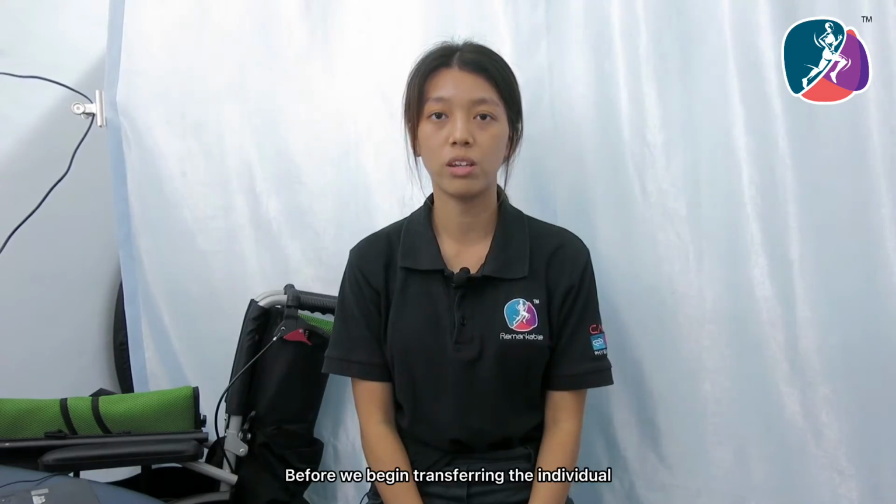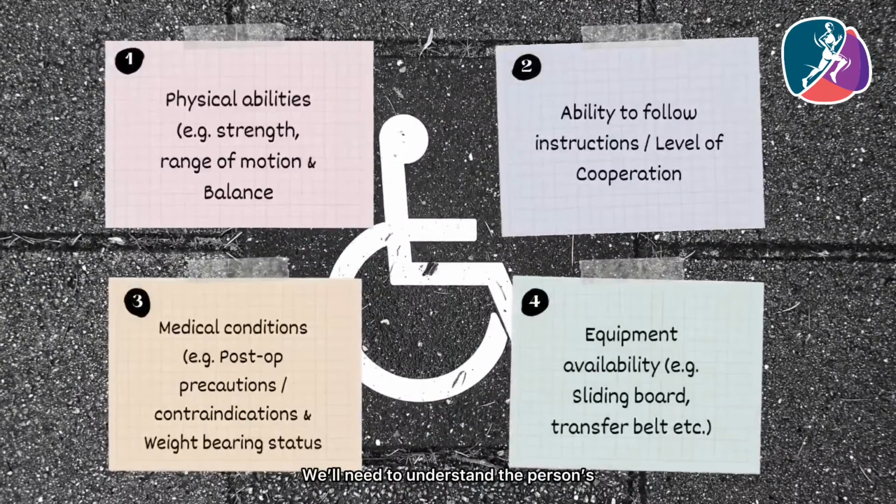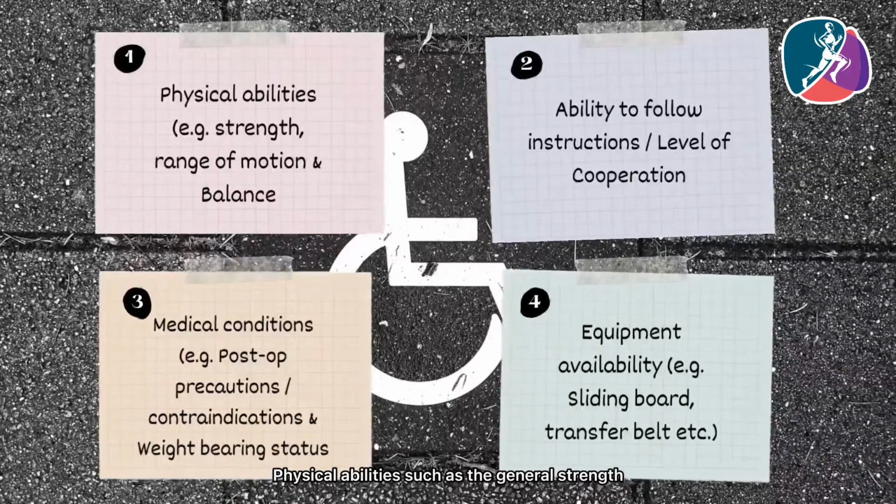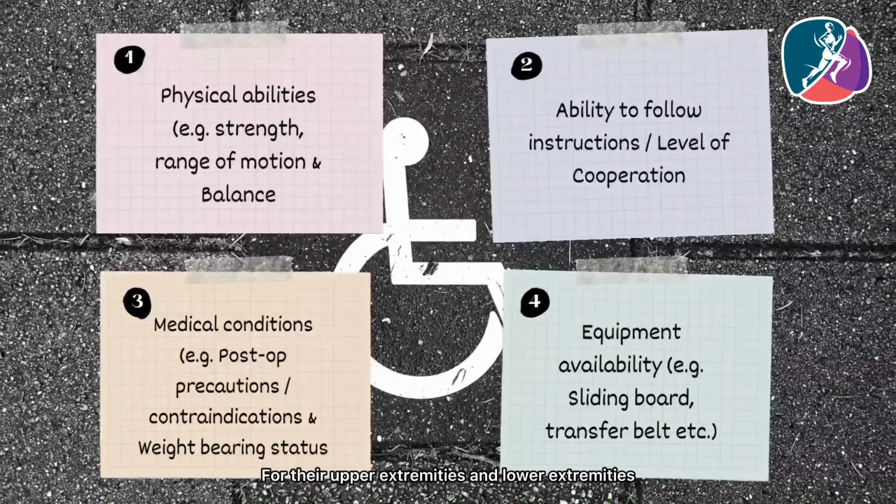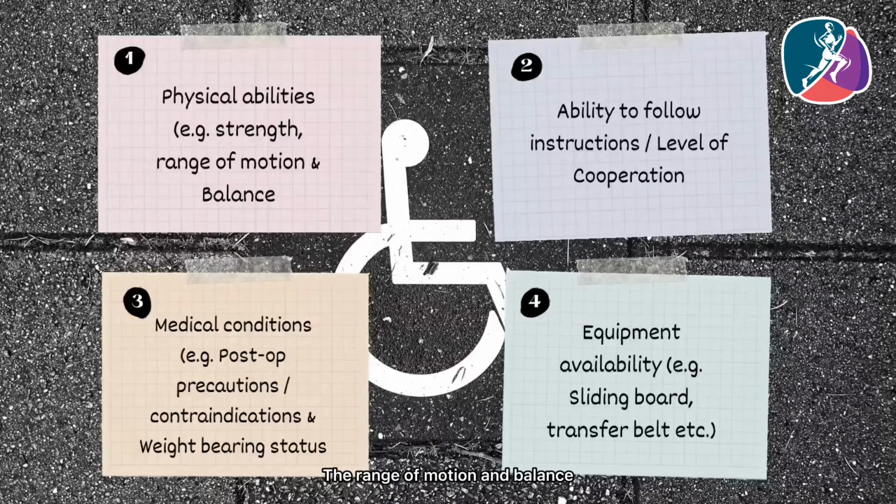Before we begin transferring the individual, we will need to understand the person's physical abilities, such as the general strength for their upper extremity and lower extremity, the range of motion, and balance. Next, their ability to follow the instructions or the level of cooperation with their helper or yourself. Next, their medical condition, such as post-operation precaution or contraindication, and their weight-bearing status. The last one will be the equipment availability, such as transfer board and transfer belt.